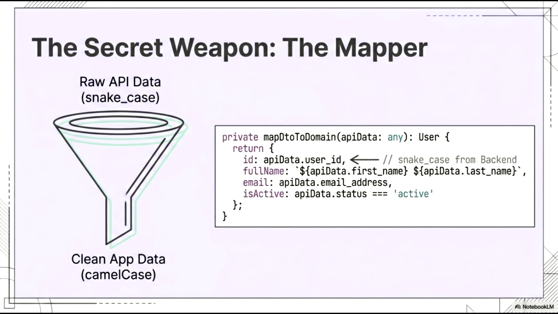Often, there is a mismatch between the raw data we receive from an API and the clean domain models we want to work with in our code. As the funnel graphic illustrates, we take raw, snake case data from the backend and transform it into consistent camel case objects for our application. In this code example, the mapDTOToDomain function serves as a dedicated translation layer. It allows us to perform several critical tasks at once.